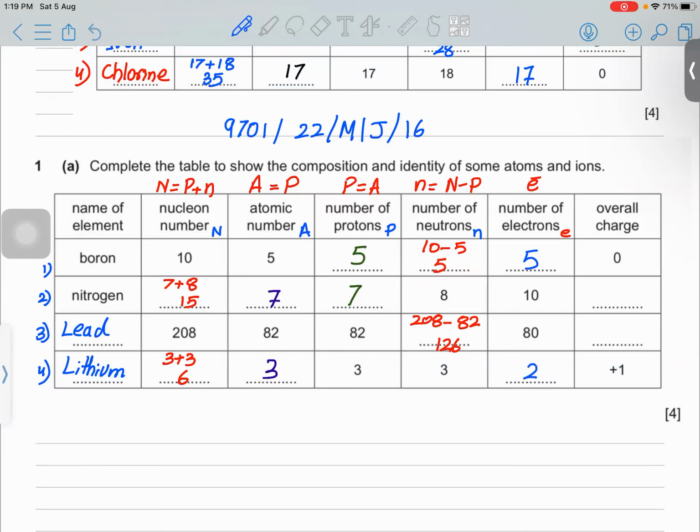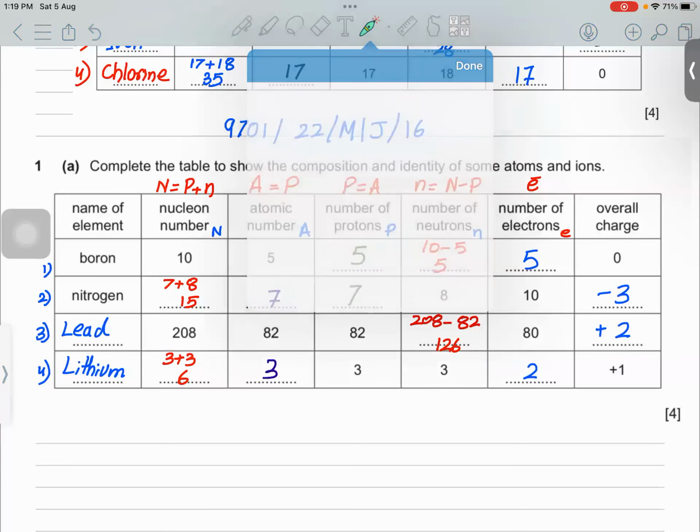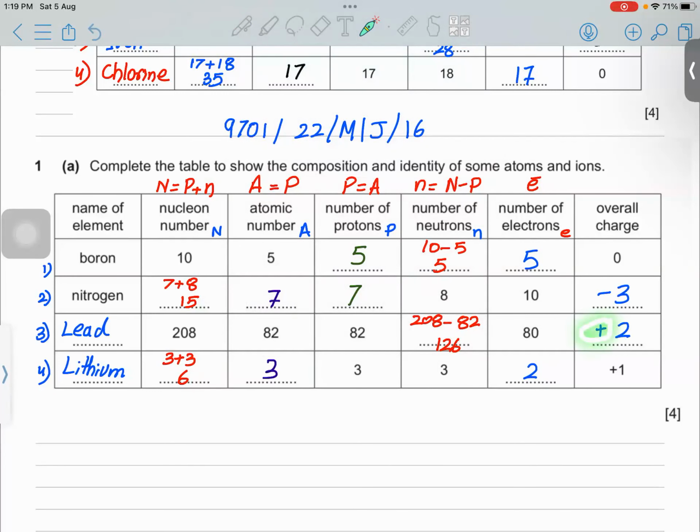Okay. Isa, can you tell me the charges also? Nitrogen is -3. And lead is +2. A negative sign indicates electrons are in greater number. A positive sign indicates proton numbers are greater, right? -3 indicates 3 electrons are greater than protons, and +2 indicates 2 protons are greater than electrons.